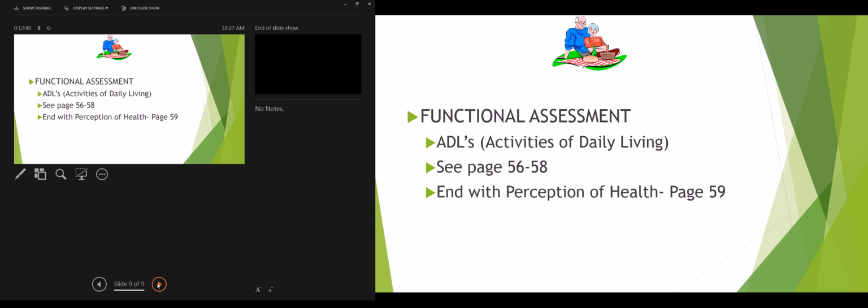Then the last thing you will do is the perception of health on page 59. You will ask the person, how do you define health? How do you view your situation now? What are your concerns? What do you think will happen in the future? What are your health goals? What do you expect from nurses, physicians, and other healthcare providers? And then that will complete that section.